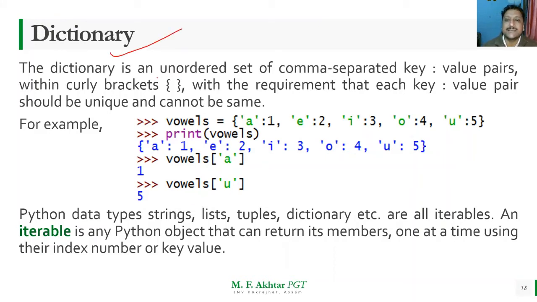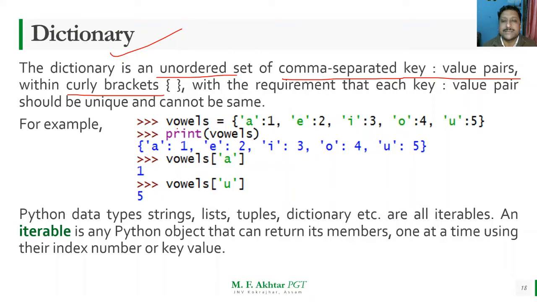The dictionary is an unordered set of comma separated key value pairs. In a dictionary we have to put values in pairs, with curly brackets, with the requirement that each key value pair should be unique and cannot be the same. Each pair must be unique, just like sets. Sets keep unique values. In a similar way, dictionaries also want to have unique values.